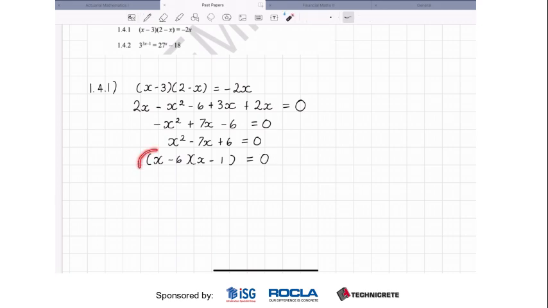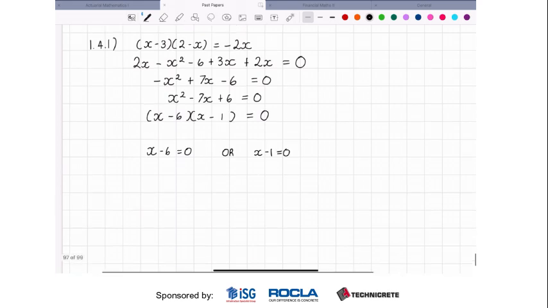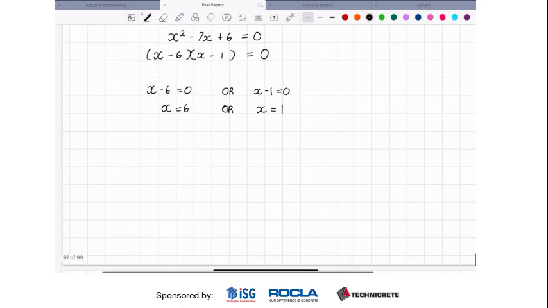So if the product of these two things is equal to 0, that means that either this bracket is equal to 0 or this bracket is equal to 0. So I have x minus 6 equals 0, or x minus 1 equals 0. And then I just solve for x. So x is equal to 6, or x is equal to 1. Then 1.4.2.